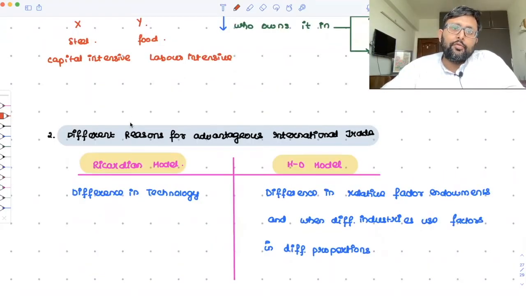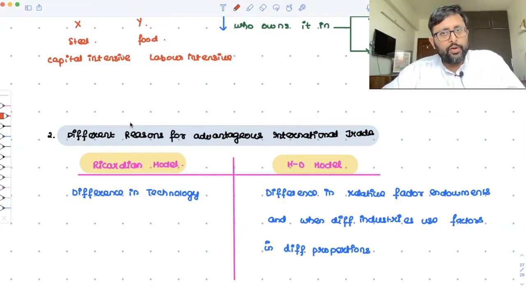Then the another reason for the international trade, if you compare it with the Ricardian model, in Ricardian model, it was basically the differences in technology. Because of the technology differences, the productivity of labor in the two countries is differing. And because of that, the opportunity cost for the different products is different, and the country is going to export that commodity which has a lower opportunity cost, or in which it has a comparative advantage.